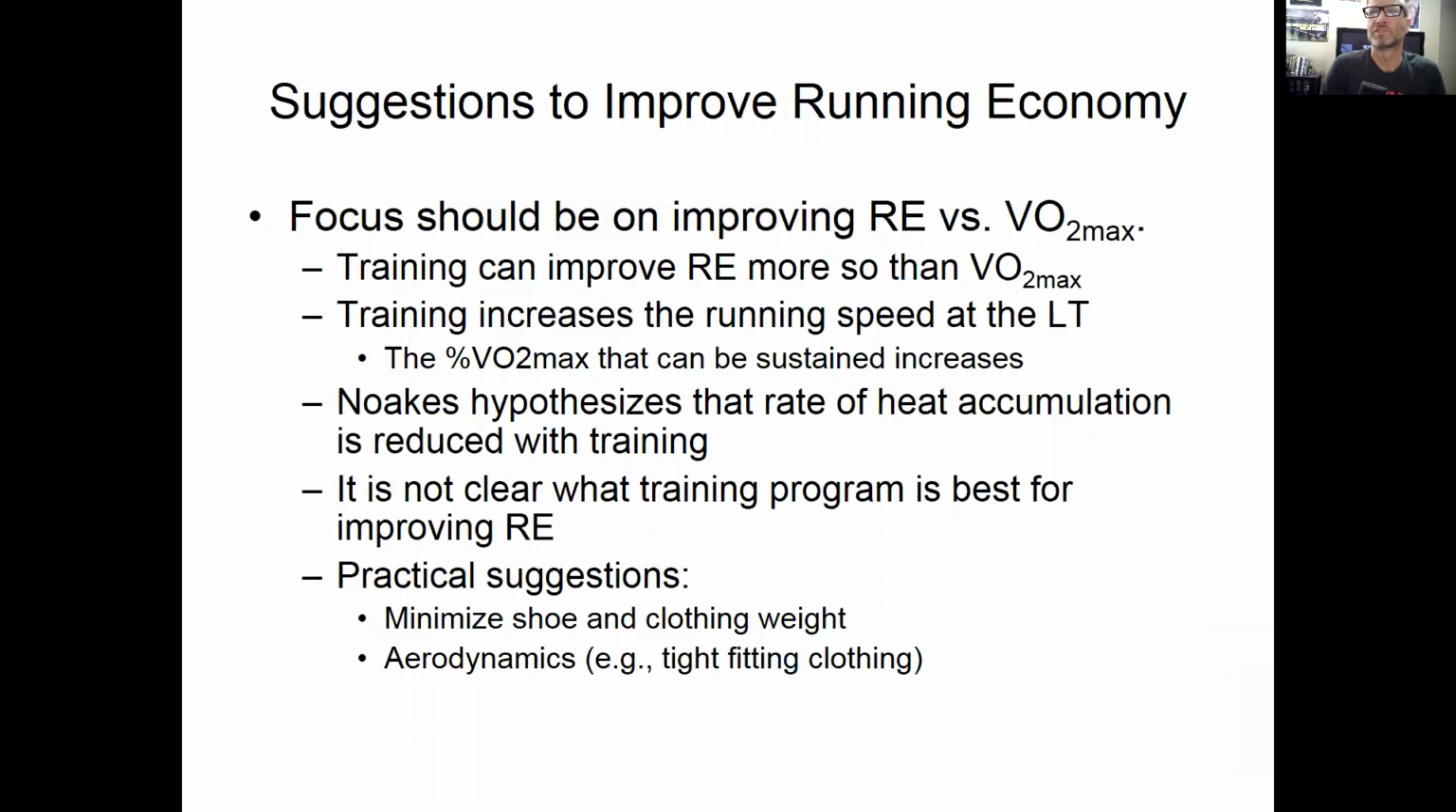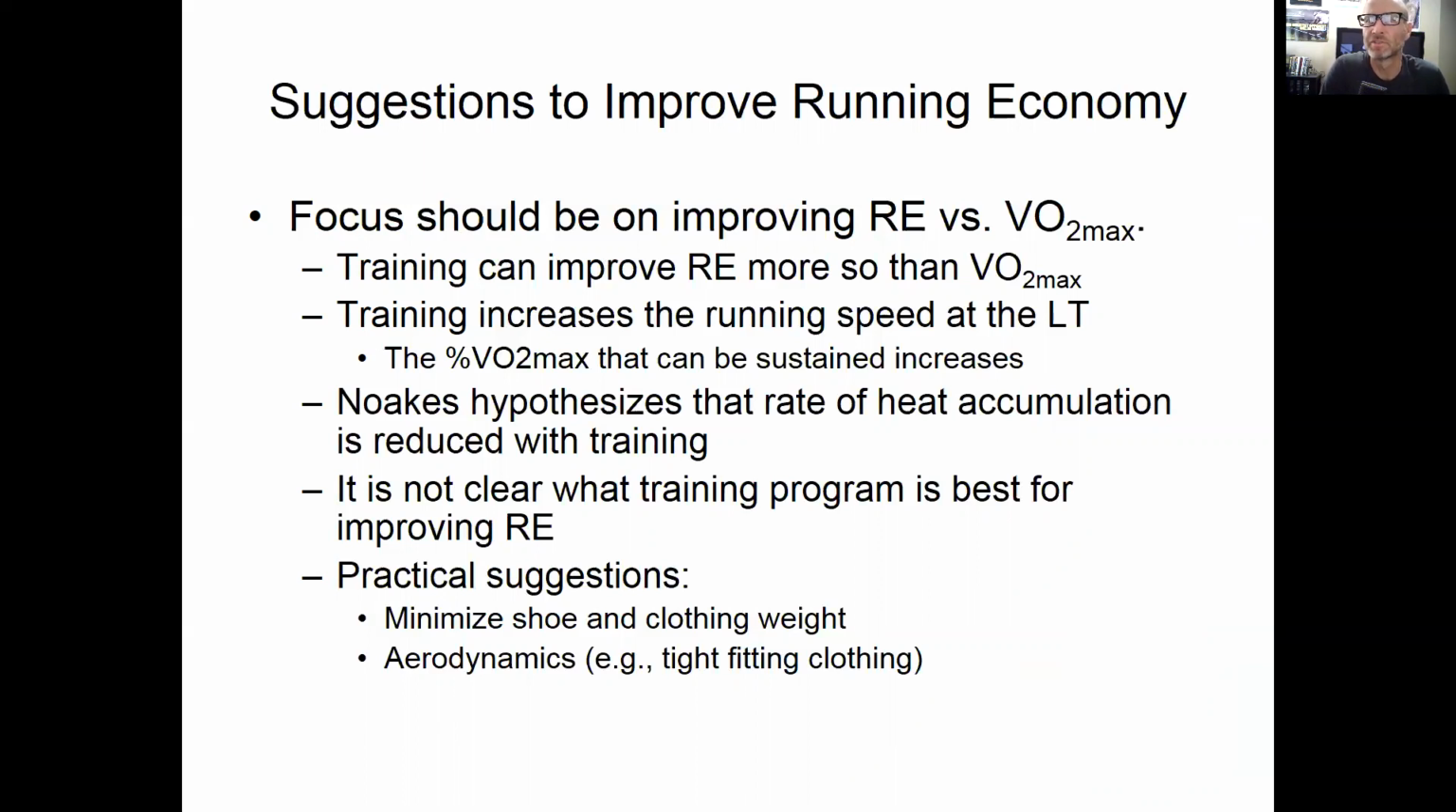All right, so suggestions to improve running economy. Well, focus should be on improving running economy versus VO2 max. As mentioned, you can have an improvement in running economy, a lower rate of oxygen consumed for a given speed with training, but no change in VO2 max. So training can improve running economy more so than VO2 max.